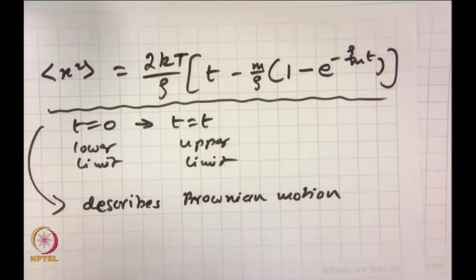Then we will have 2kt by xi times t, which is equal to x squared. What is 2kt by xi? It is D. So, x squared at very long times, that means t much greater than the correlation time tau, is equal to 2 times D times t, where D is the diffusion constant. Then the root mean square displacement would be root over 2Dt. I am not writing this, I am just explaining it to you because we will do it in the next class on Monday.